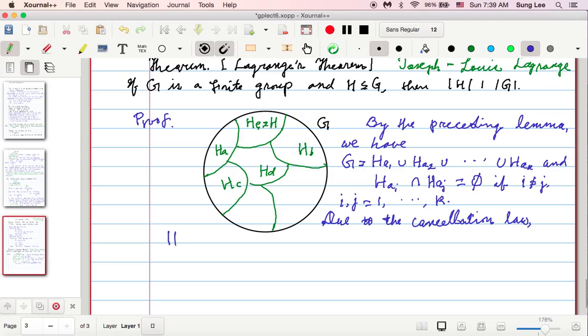The order of h is the same as the order of a h sub i, for all i running from 1 all the way through k.